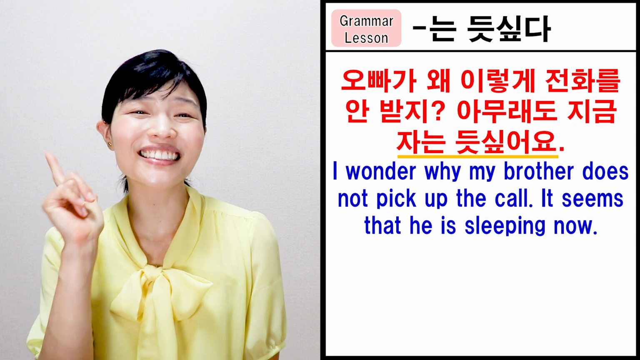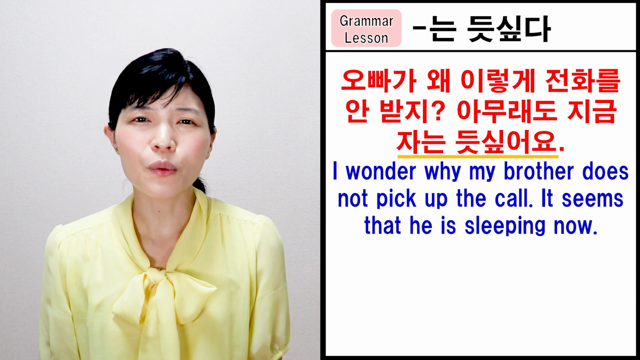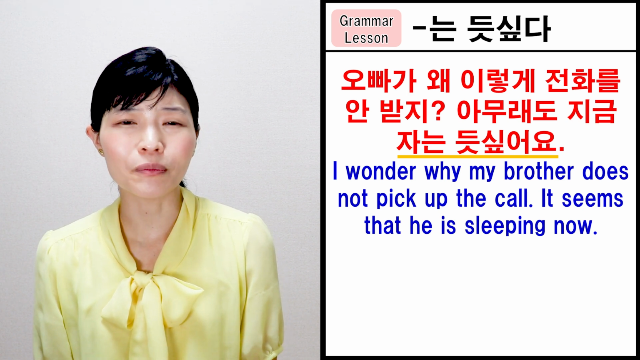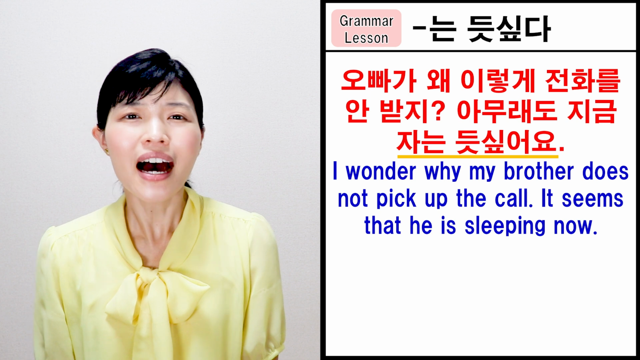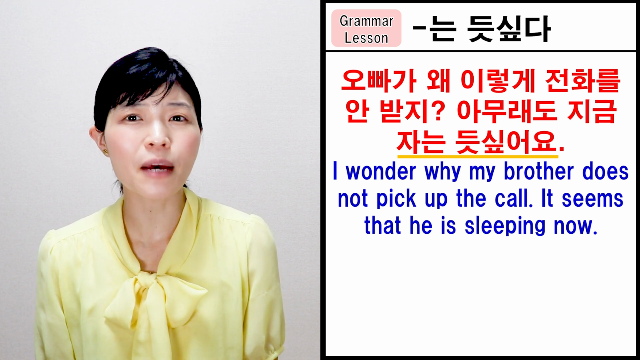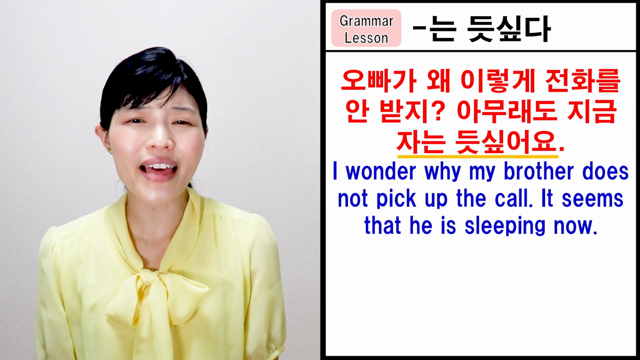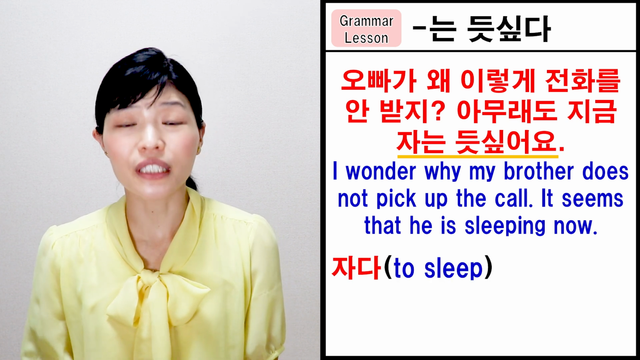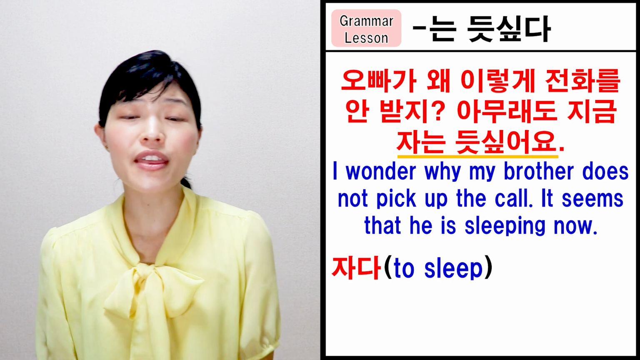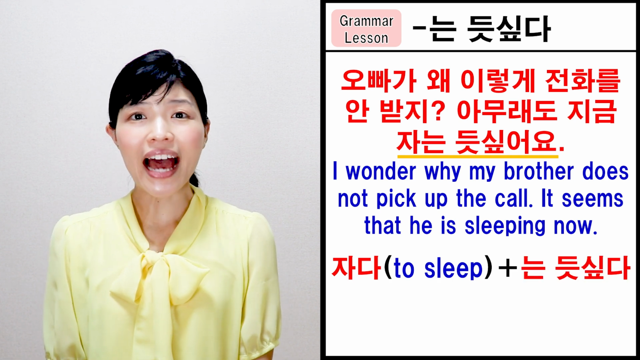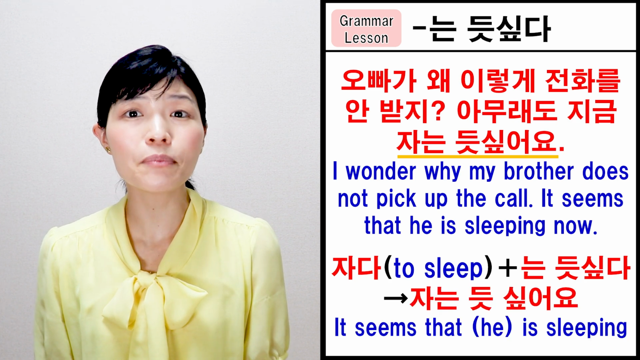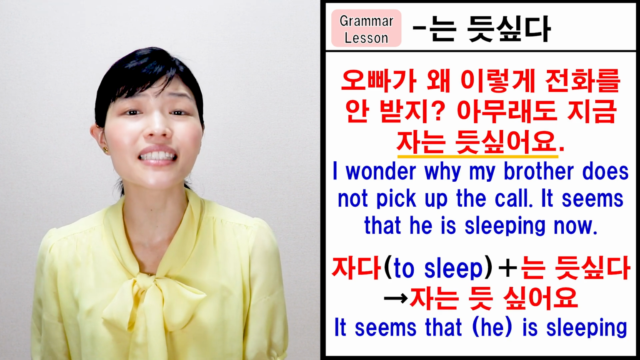Let's look at the next sentence. 오빠가 왜 이렇게 전화를 안 받지? 아무래도 지금 자는 듯 싶어요. I wonder why my brother does not pick up the call. It seems that he is sleeping now. Here, 자다 is to sleep. Since you want to use the present tense, you attach 는 듯 싶어요 to the stem to make 자는 듯 싶어요. It seems that he is sleeping.